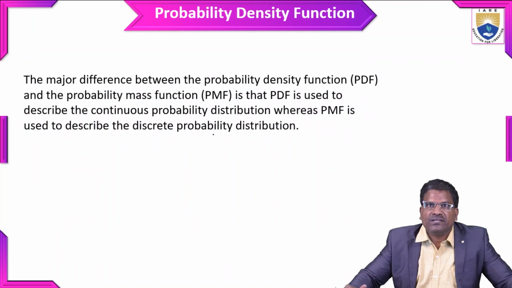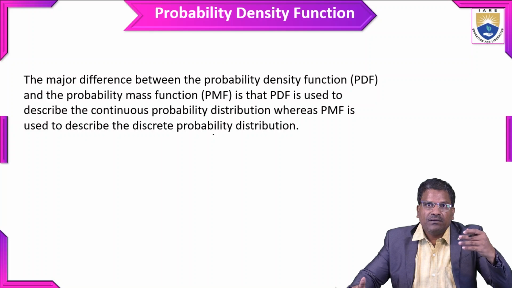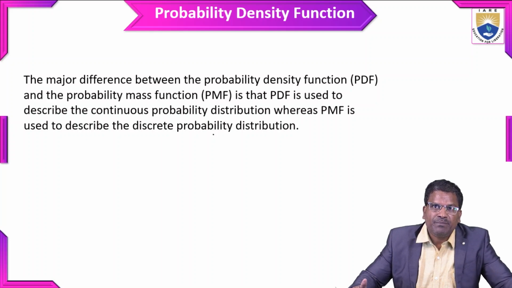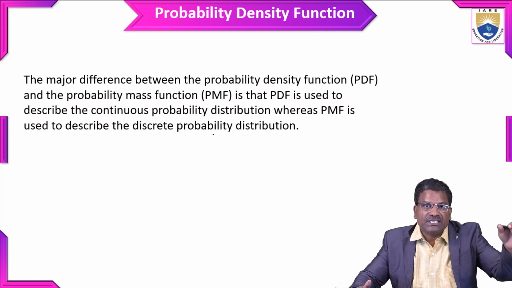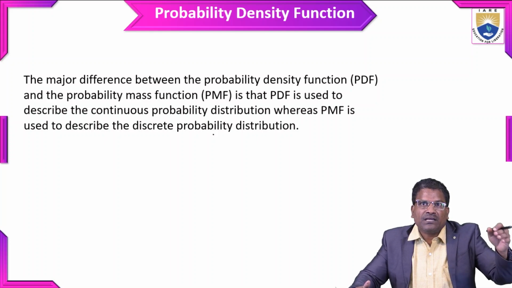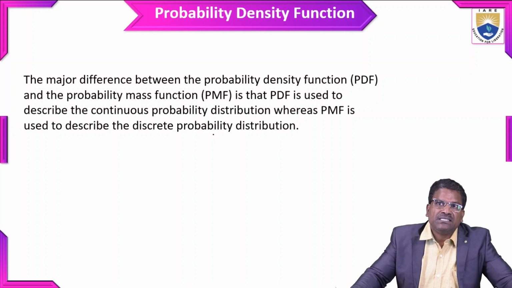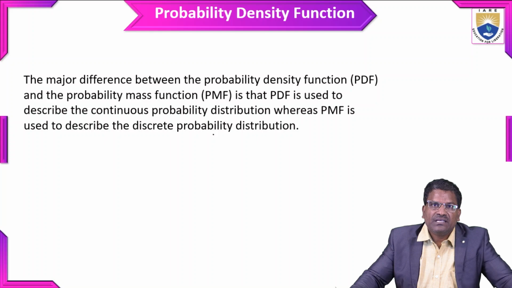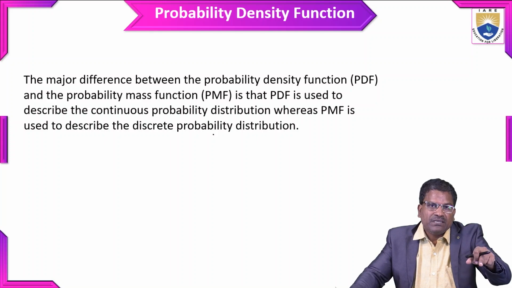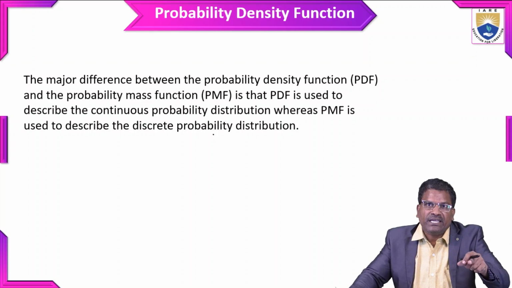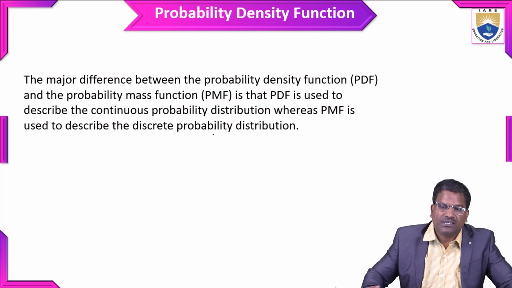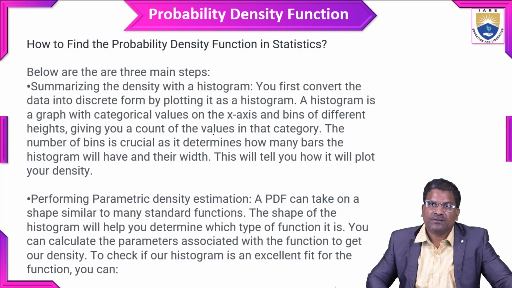The major difference between the probability density function PDF and the probability mass function PMF is that PDF is used to describe the continuous probability distribution, whereas PMF is used to describe the discrete probability distribution.